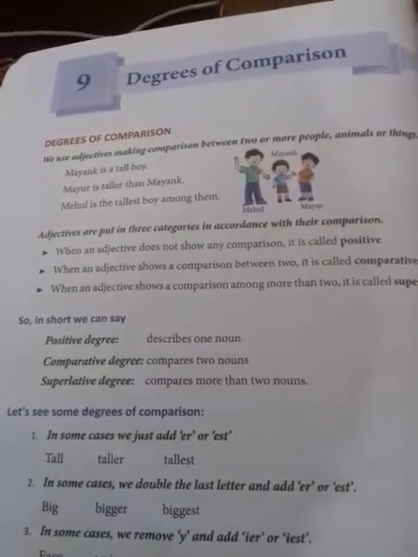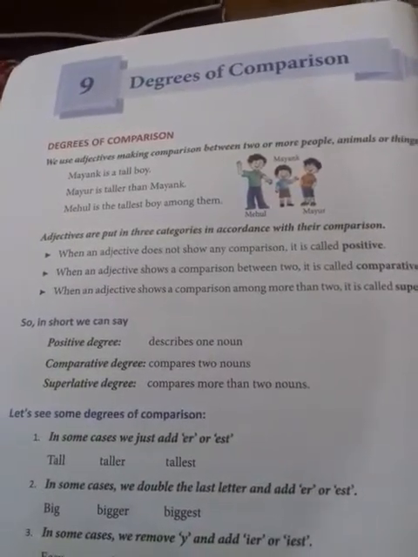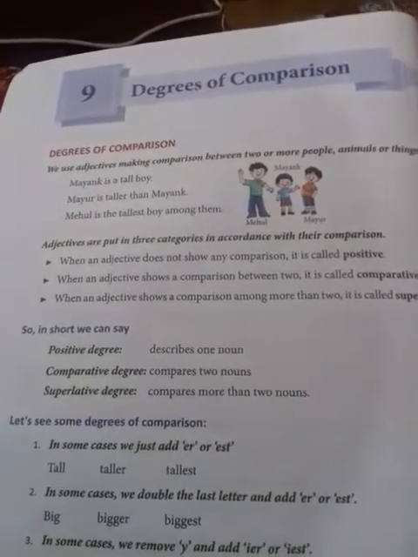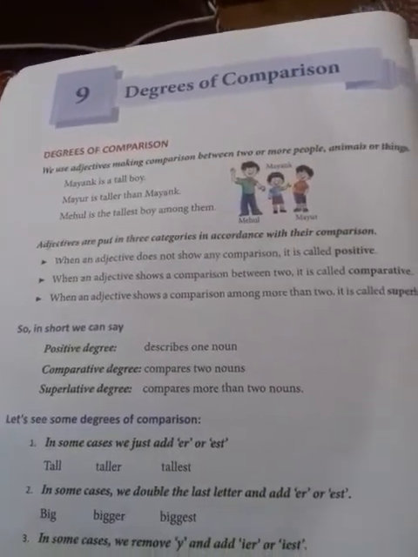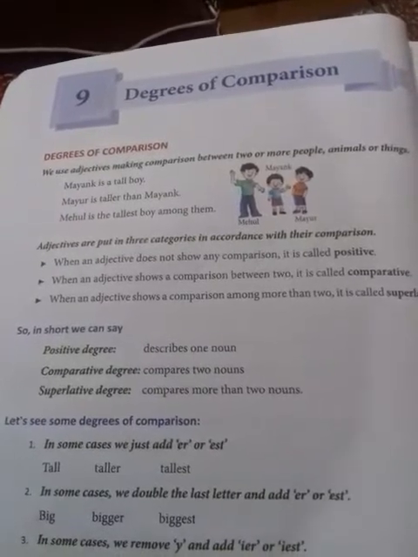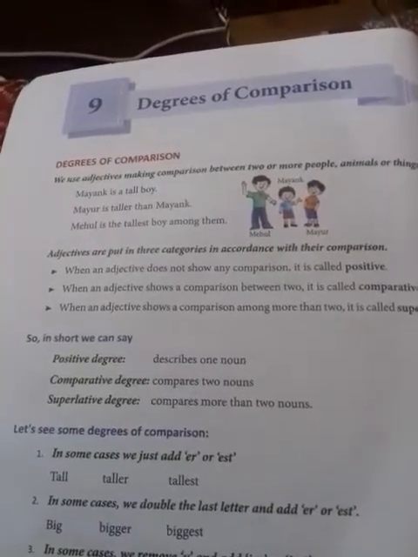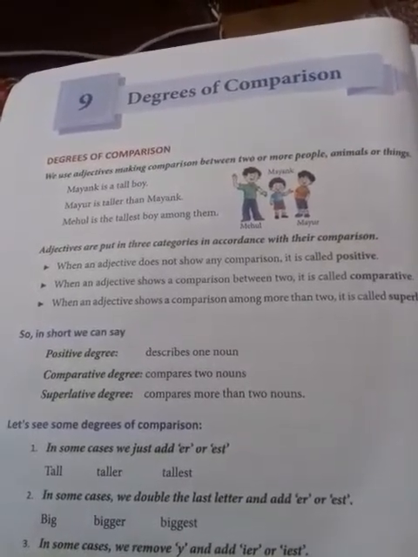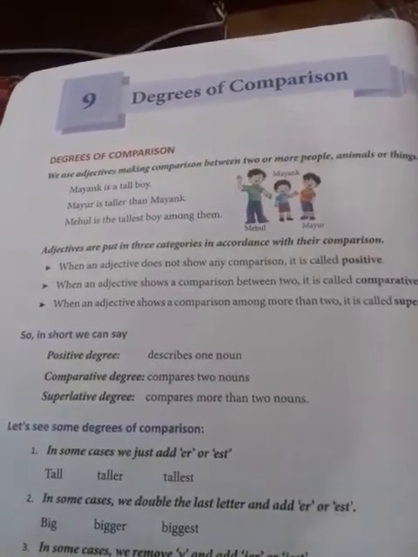And in the third sentence, have a look. Mehul is the tallest boy among them. Before the adjective, we will use the. Always. This is a rule, that in comparative degree we will add than just after the adjective, and in superlative degree we will use the before the adjective.